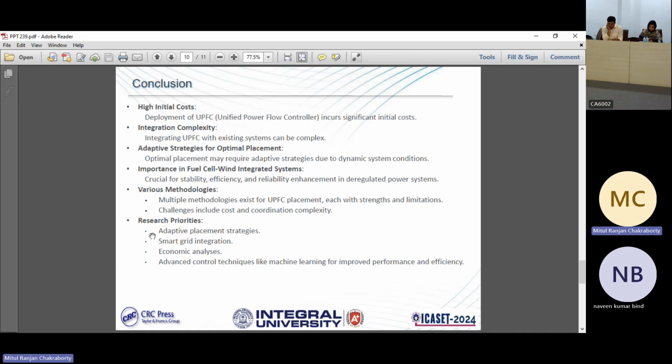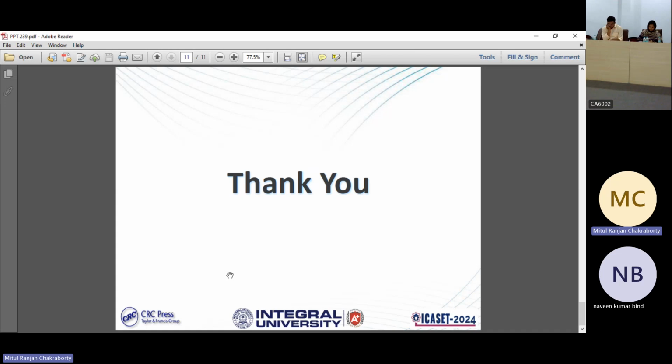So many research works are going on in this area. Out of those, a few are adaptive placement strategies, smart grid integration, socio-economic factors, that is economic analysis, and advanced control techniques like machine learning or the introduction of AI in this process. Thank you.